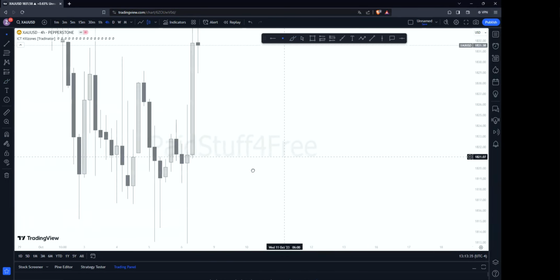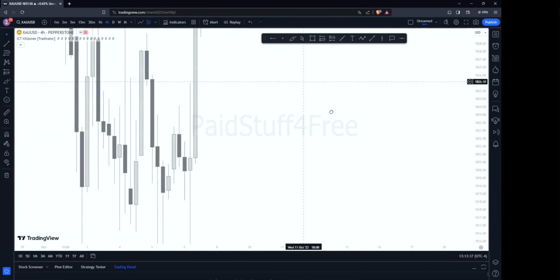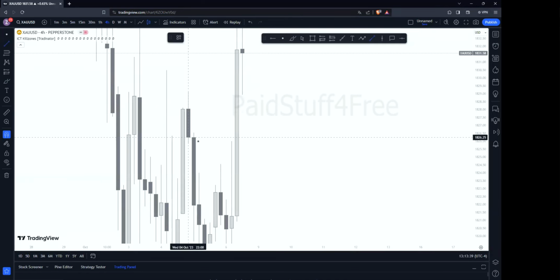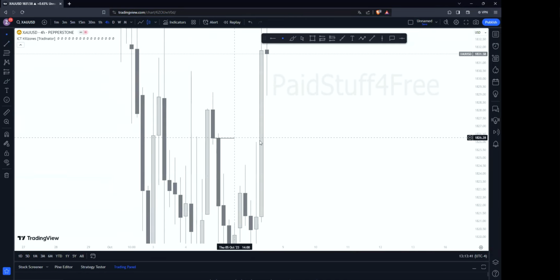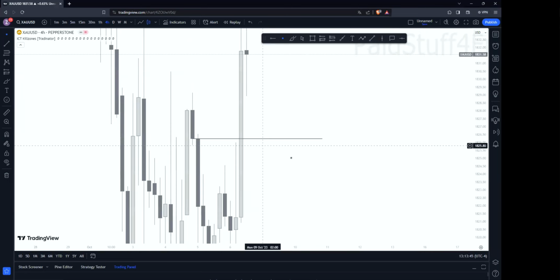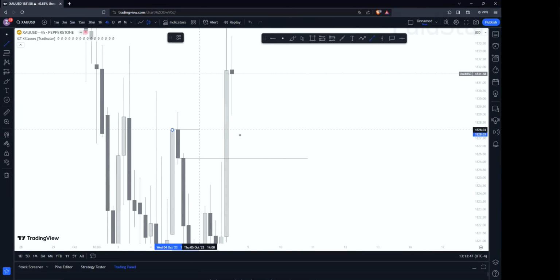Let me show you another example right here. See this gap right here? It is fresh, and then a body went through it. So is it still fresh? Yes, it's still fresh. Now, see this A level right here? Drag it to the right. There is a body through it. This level is still fresh.